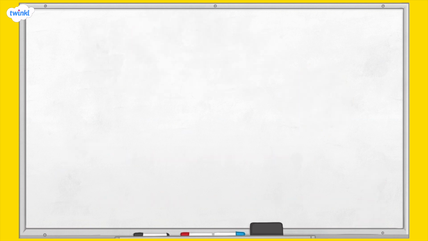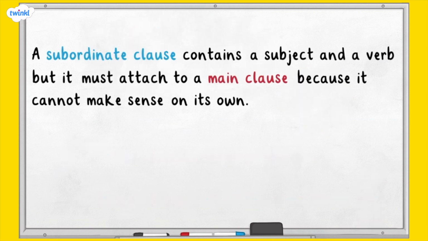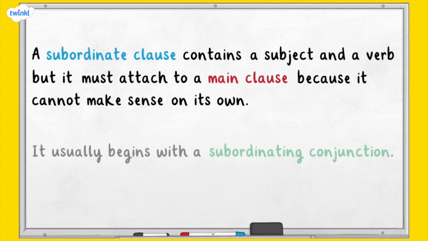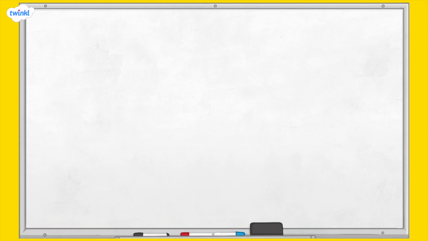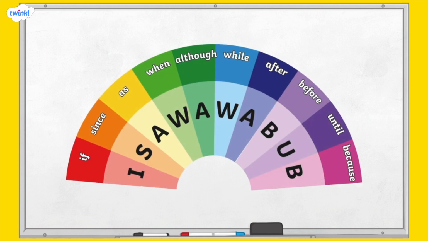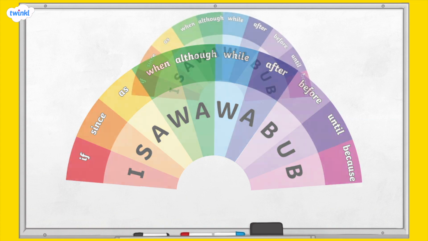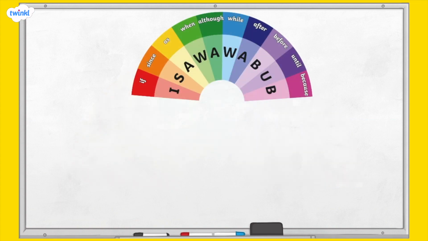A subordinate clause contains a subject and a verb, but it must attach to a main clause because it is dependent on it and cannot make sense on its own. A subordinate clause usually begins with a subordinating conjunction. These can be remembered using the acronym I saw a wabub. This shows us that the most common subordinating conjunctions are if, since, as, when, although, while, after, before, until, and because.